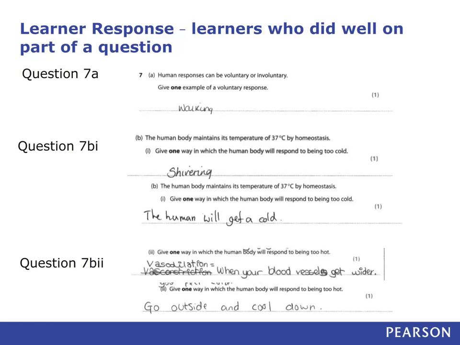In question 7b, part 2, learners could generally give a correct way that the body would respond to being too hot. Many stated that the body would sweat or that vasodilation would occur. Again, in a similar manner to question 7b part 1, learners that did not score in 7b part 2 generally did so as they did not use the science they had learnt to answer the question, but tried to apply general ideas that used no science.